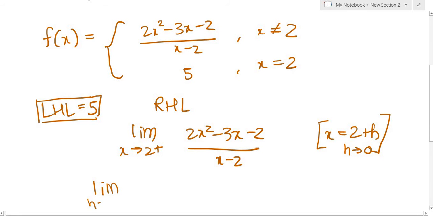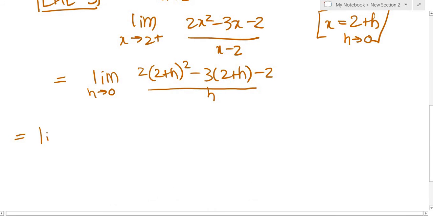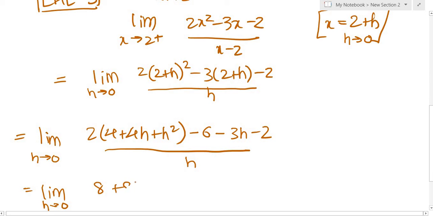Similar intuition like the one we did before. Limit as h approaches 0 of 2 plus h the whole squared minus 3 times 2 plus h minus 2, all over h. And we'll just expand it. That's 2 times 4 plus 4h plus h squared minus 6 minus 3h minus 2 all over h. That's 8 plus 8h plus 2h squared minus 8 minus 3h, all over h. This 8, this 8 cancelled out.